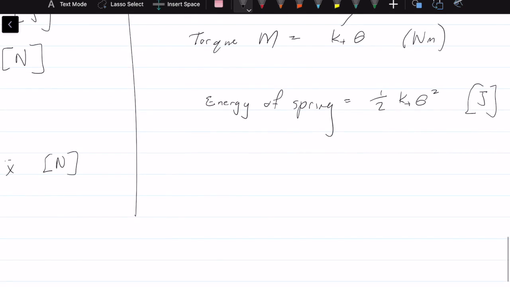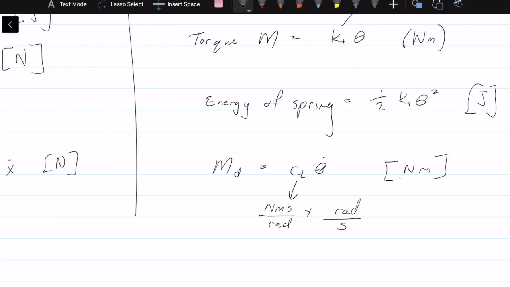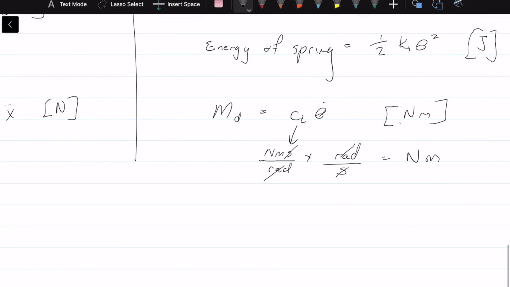Okay, if we're talking about a rotational damper, we can say that the moment created by the damper is equal to ct theta dot, and again in newton meters, and ct has got units of newton meter seconds per radian. Again, weird units, but why does that happen? Because theta dot is going to be radians per second, the first derivative. These cancel, giving us final units of newton meters as we require.